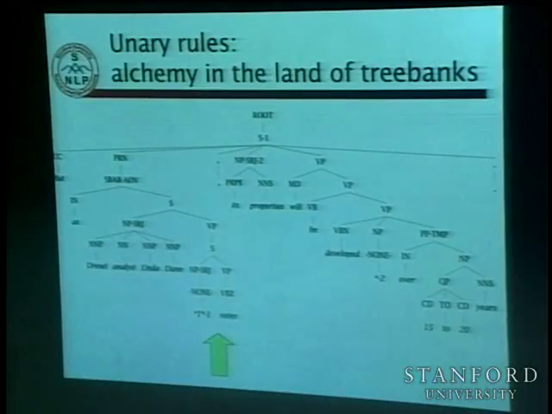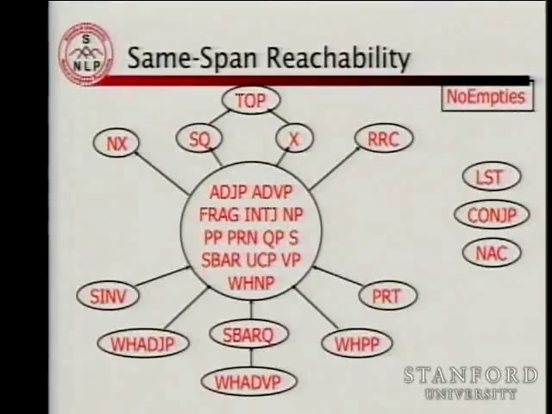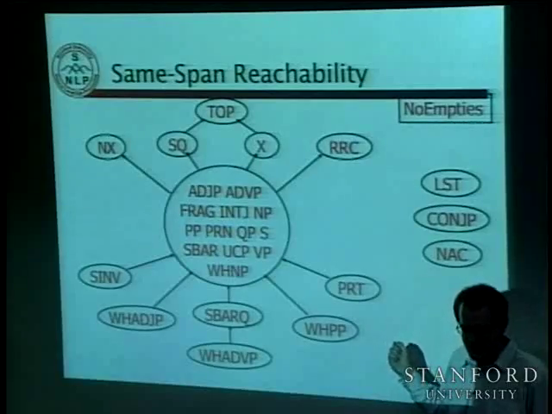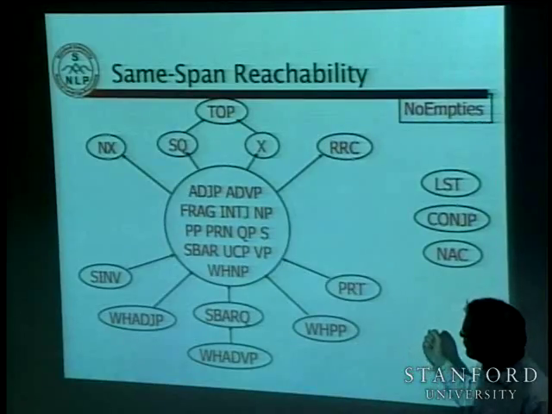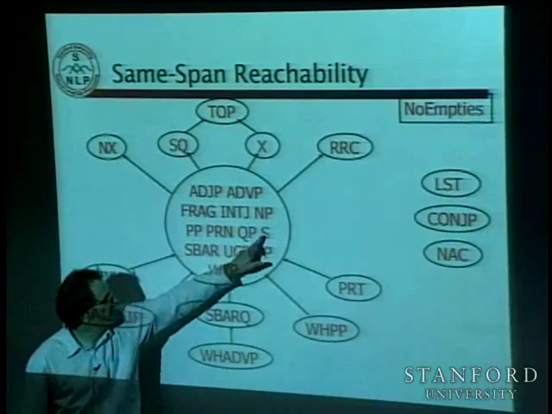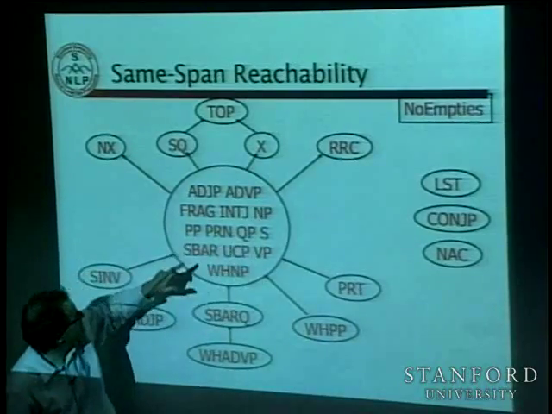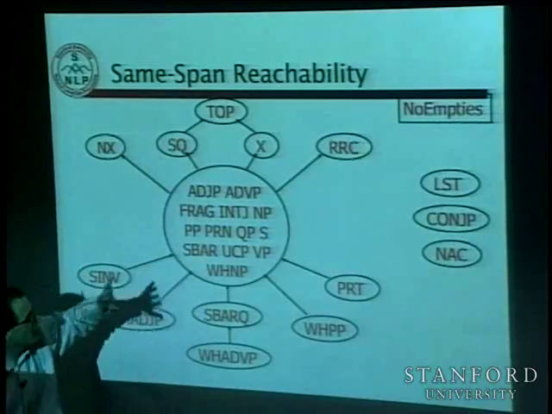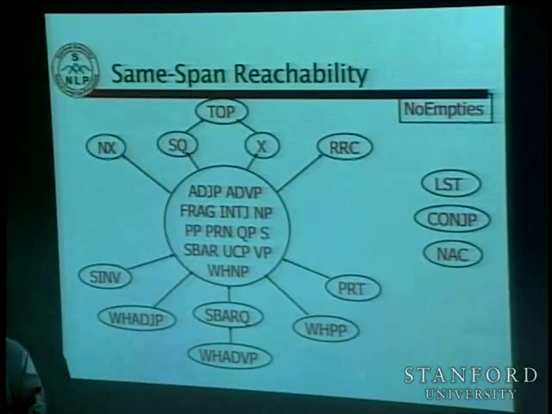And so what you actually find if you just naively read off a treebank grammar from the Penn treebank is that those unary rules are such that most categories you can transmute into other categories. So if you work it out, this is the same span reachability of the non-terminal categories in the Penn treebank. And they don't all collapse, but the thing to notice is that all of the main common categories, sentence, verb phrase, noun phrase, prepositional phrase, adjective phrase, adverb phrase, all of the main categories in the Penn treebank you can change into one another by applying unary rules.